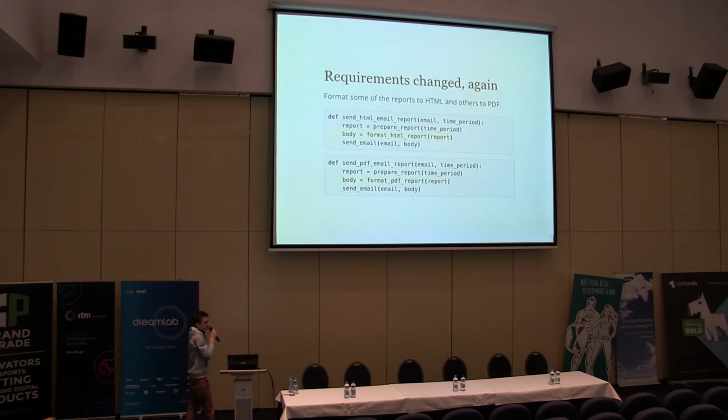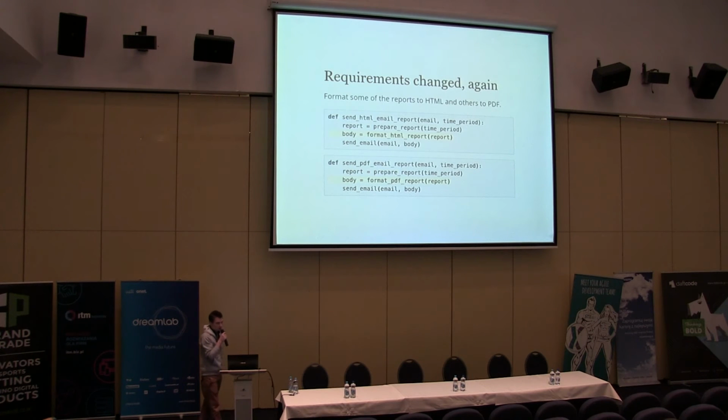But now we have another problem. The requirements changed again, and this time it will not be so easy to apply the changes. Now we need to be able to send reports sometimes in HTML and sometimes in PDF. If you have two different report formats, you need two different formatting functions. One will be called format HTML report, and the other one will be format PDF report. So far, everything's okay. But formatting is not everything we need. We need to be able to send two kinds of reports.